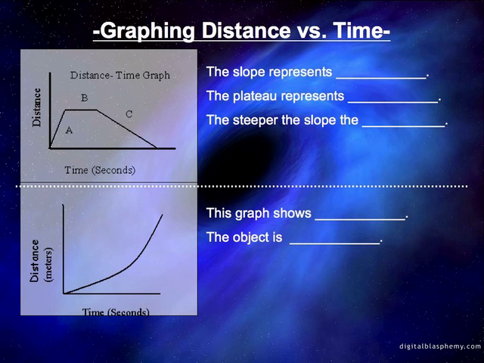All right. So the slope of the line on these sort of graphs represents the speed of an object. If the line is at a constant slope, the object's moving at a constant speed. A plateau in this case means stopped. And if the slope is steeper, it's moving faster. It's traveling a greater distance in a shorter time. Its speed is faster. What's this graph showing?